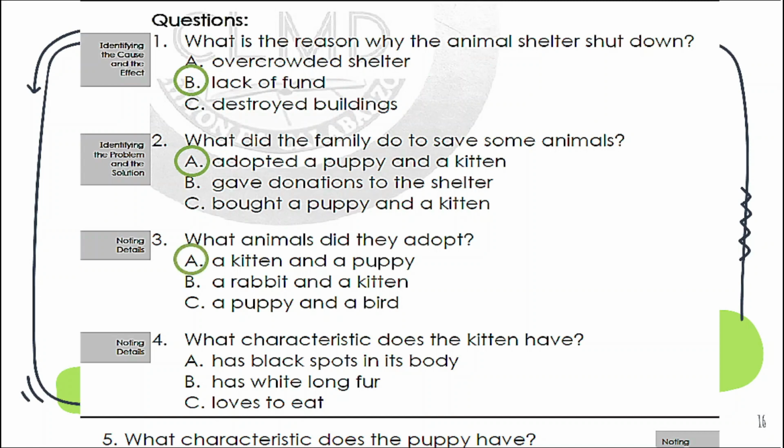Number 4. What characteristic does the kitten have? A. Has black spots in its body. B. Has white long fur. Or letter C. Loves to eat. Correct. The answer is letter B.